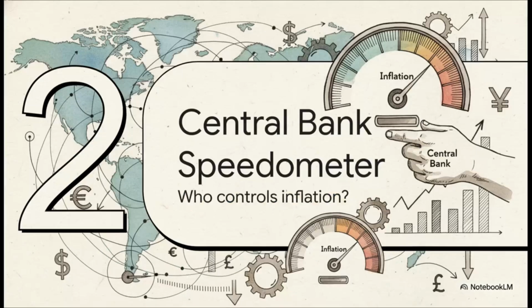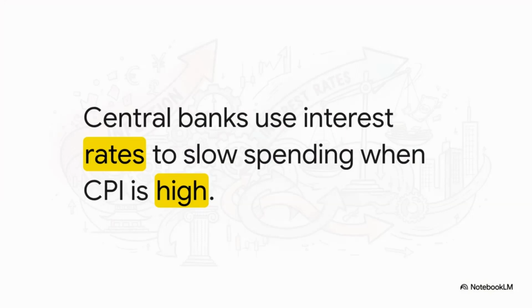Moving right into Section 2, the central bank speedometer. We know what inflation is now, but let's talk about who is actually in charge of controlling it. Enter the central banks. I love this analogy because it brilliantly illustrates how the whole system works. I want you to imagine the economy is a car. The CPI, that measure of inflation we just talked about, is the speedometer right there on the dashboard. The central bank, so like the Federal Reserve in the US or the European Central Bank, they are the driver.